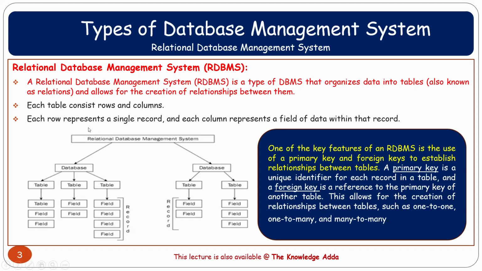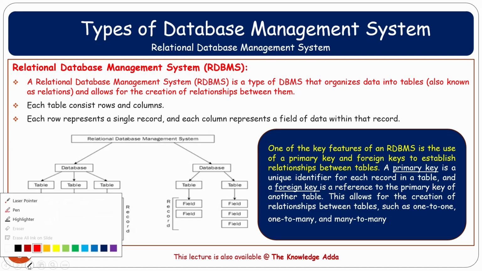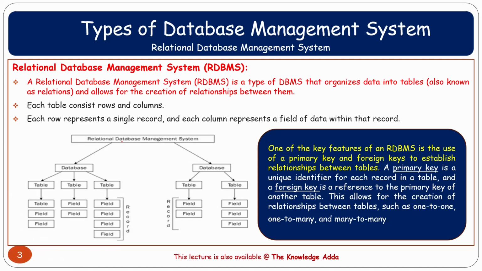Here you can see the structure of a relational database management system. This is the database, this is the table, and this is a field of a particular table. Here you can see these are the fields of the table. A table is divided in two parts. This is an example of a table, and this horizontal part is called a row, and the vertical part is called a column.